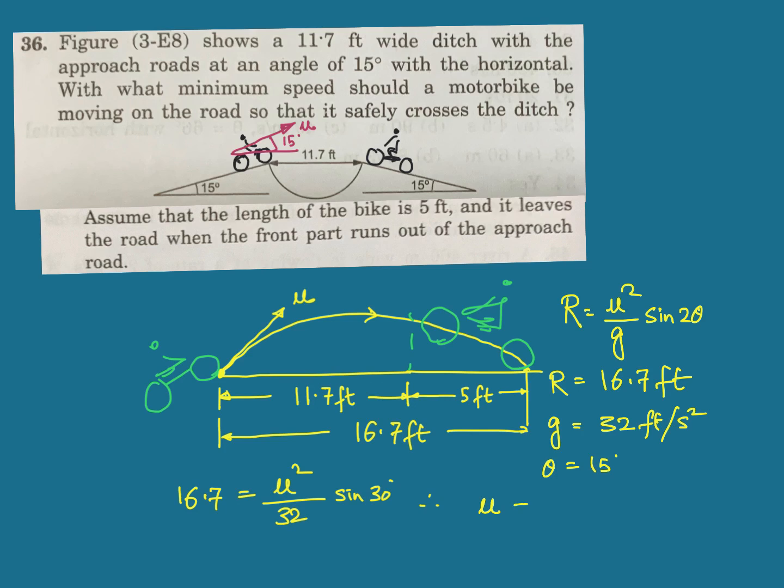So you can write u is equal to root over of 16.7 into 32 into 2. If you simplify this, or say approximately you take 16.7 as 16 only, then you get approximately u as 32 feet per second.